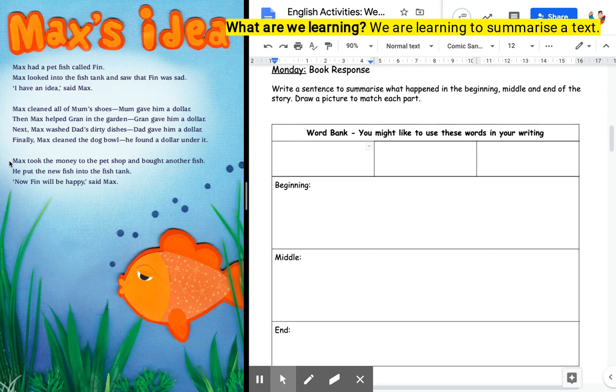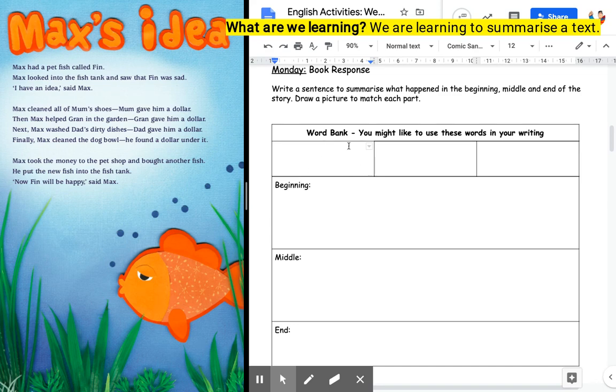Max took the money to the pet shop and bought another fish. He put the new fish into the fish tank. Now Finn will be happy, said Max. Oh, that's a nice thing to do for a pet.